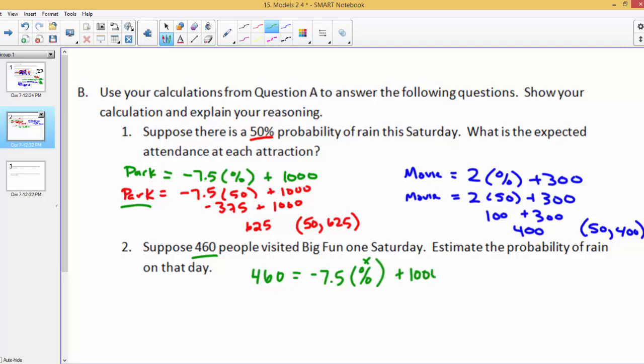To solve this, you want to undo the order of operations. So first you're going to subtract 1,000. What you do to one side, you must do to the other side to keep the balance. So 1,000 minus 460 is 540, negative.